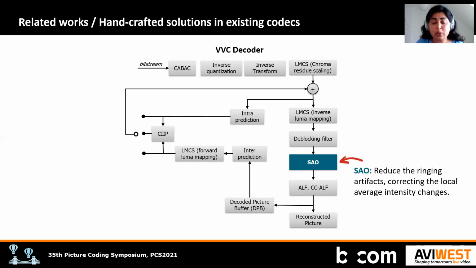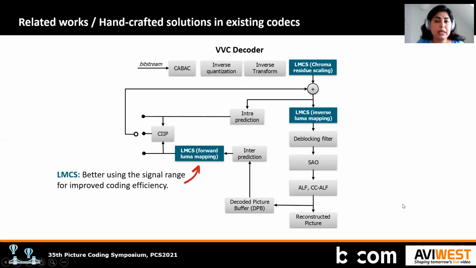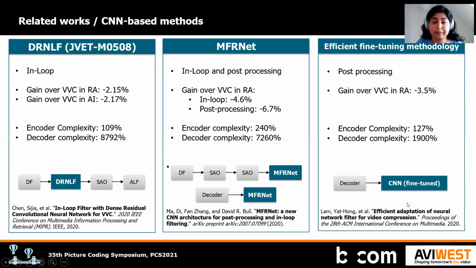The next one is SAO, sample adaptive offset, which is for reducing the ringing artifacts and correcting the local average intensity changes. This filter classifies the reconstructed pixels into some categories and then signals some information to the decoder. The next one, ALF, adaptive loop filter, is for further correcting the signal based on linear filtering and also adaptive clipping. The last one, luma mapping and chroma residue scaling, is not exactly for removing the artifacts, but for better using the signal range in order to improve the coding efficiency.